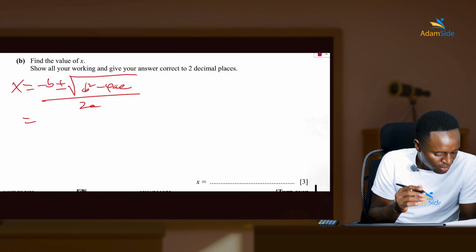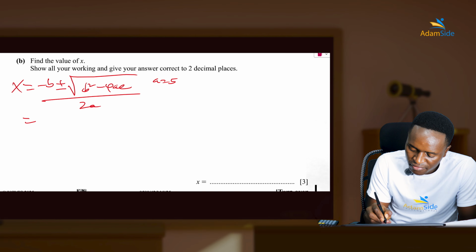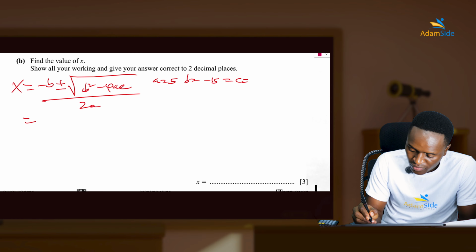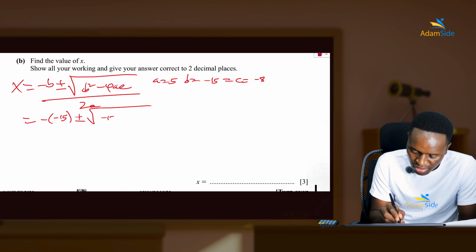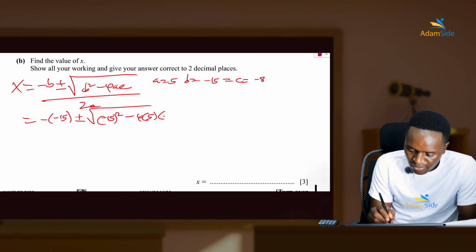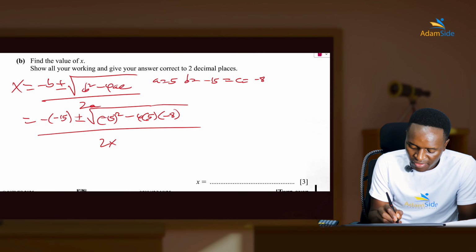You have the values of a, b, and c. The value of a is 5, b is negative 15, and c is negative 8. So just substitute them: x equals negative negative 15 plus or minus the square root of negative 15 squared minus 4 times a, which is 5, times c, which is negative 8, divided by 2 times 5.